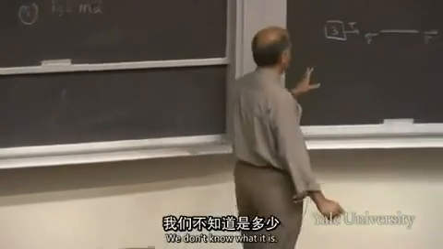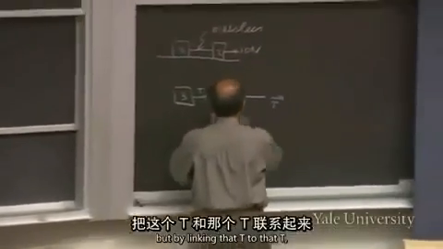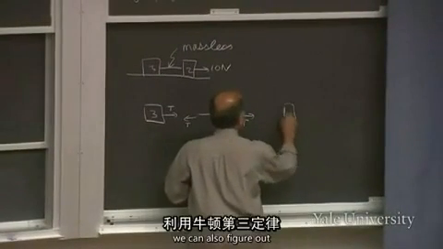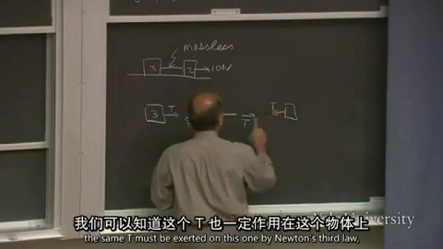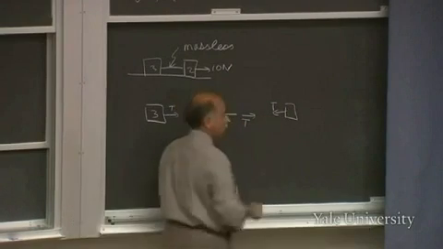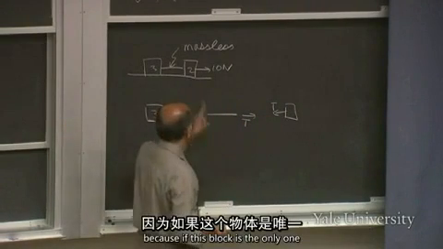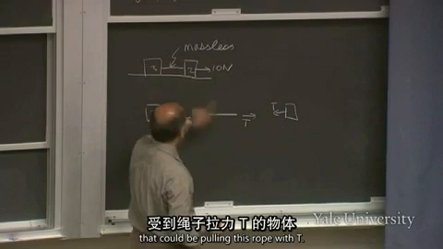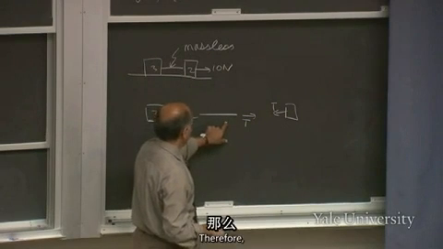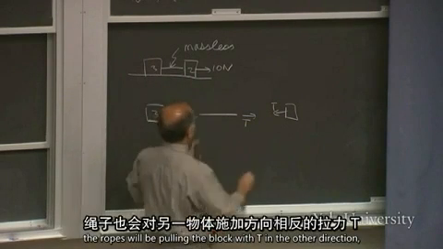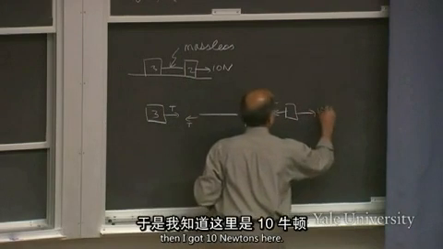So we don't know what it is. We'll give it a name. But by linking that T to that T, you can also figure out the same T must be exerted on this one by Newton's third law. Because if this block is the only one that could be pulling this rope with T, therefore the rope should be pulling the block with T in the other direction, then I got 10 newtons here.